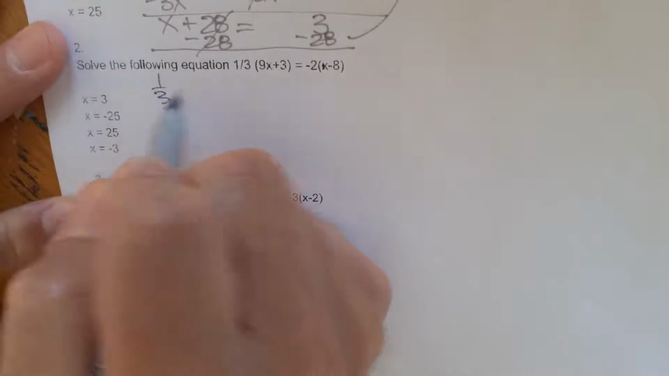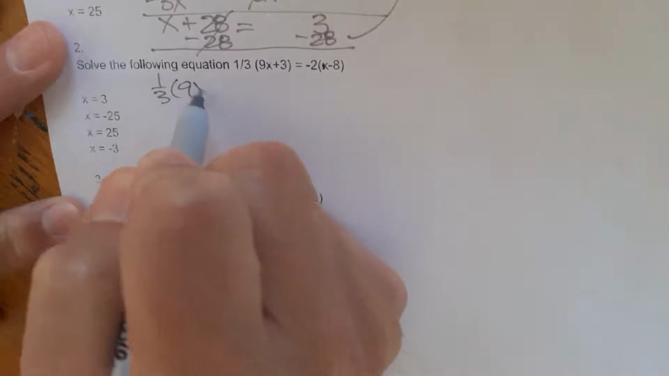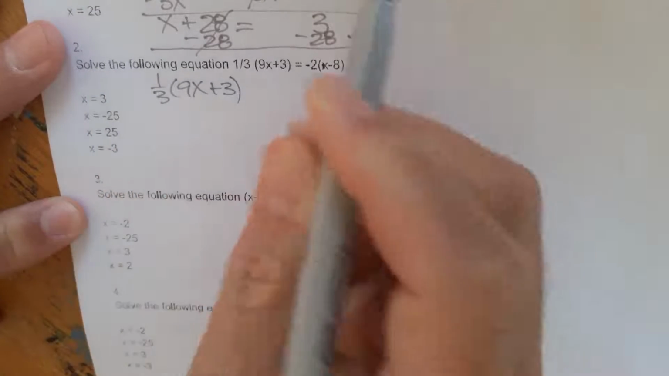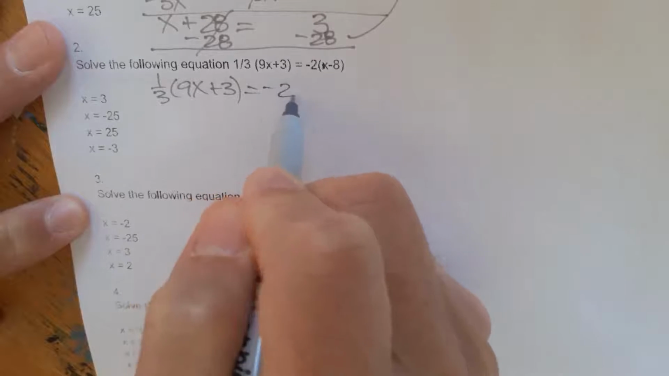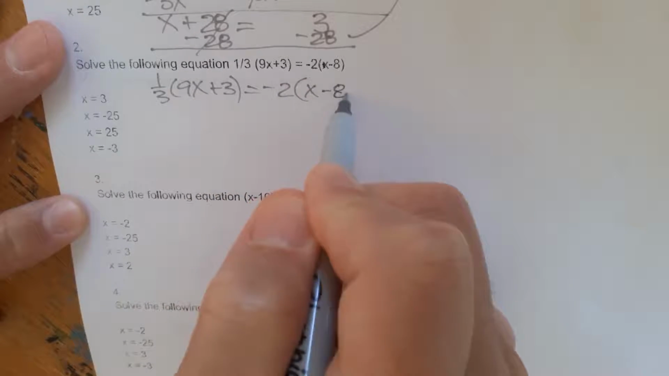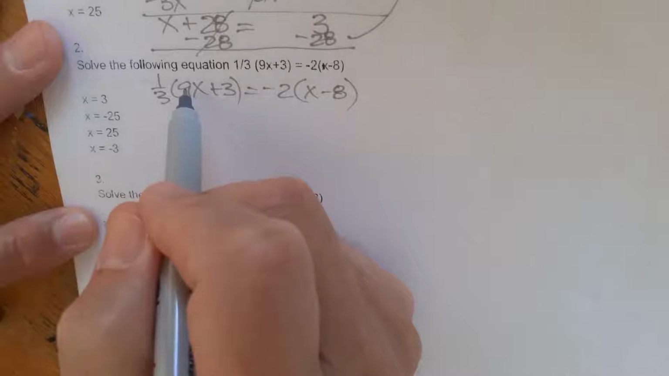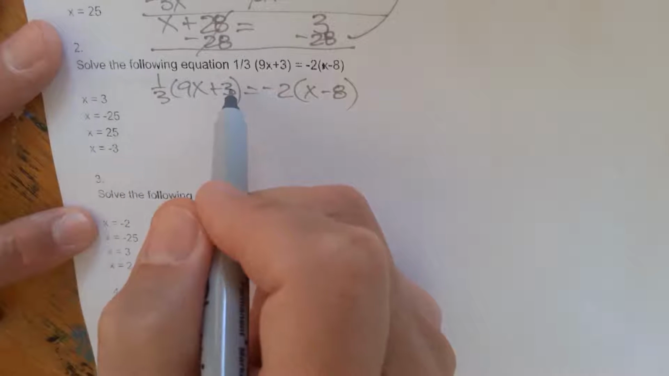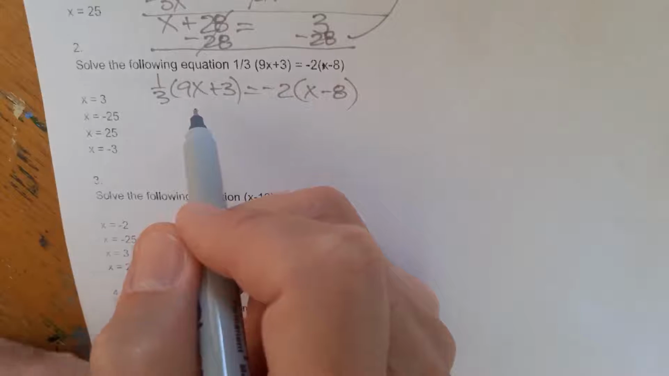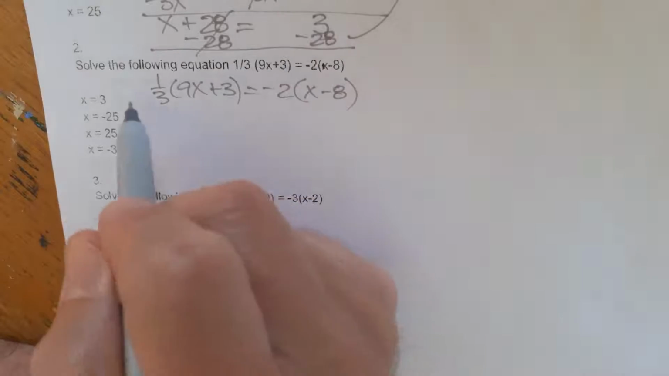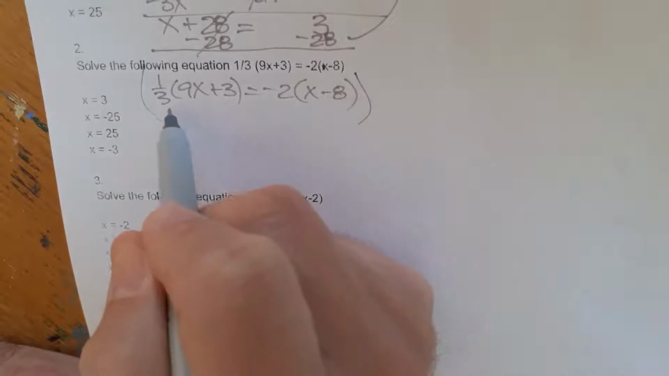This is 1/3 times 9x plus 3 equals a negative 2 times x minus 8. So this 1/3 here, it actually does divide by 9x and by 3. It goes into those in an integer fashion. I'm okay with that, but I'd kind of rather model for you what to do if it doesn't.